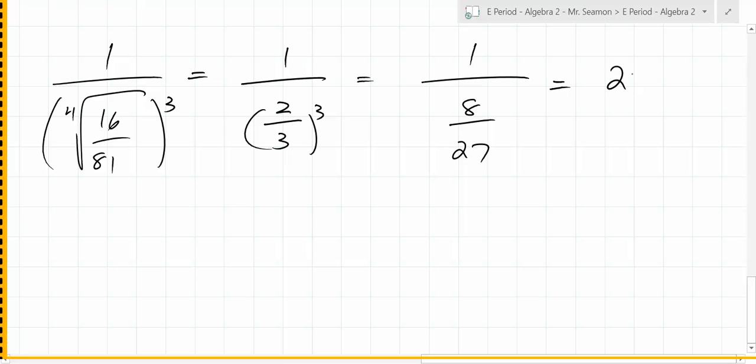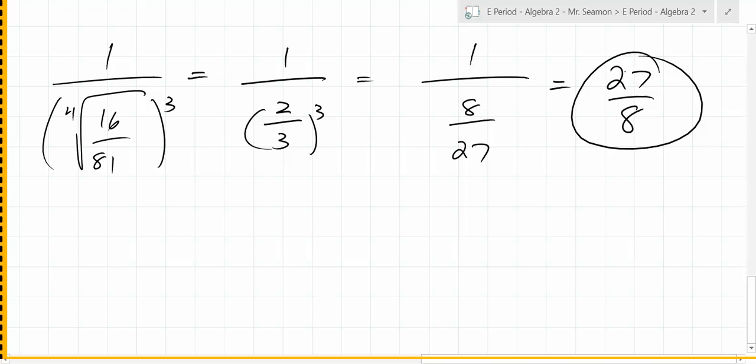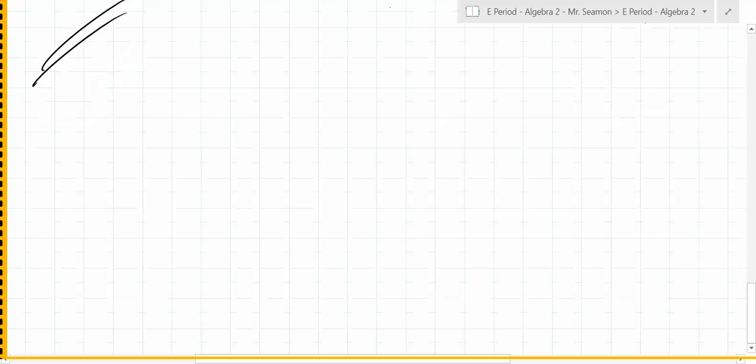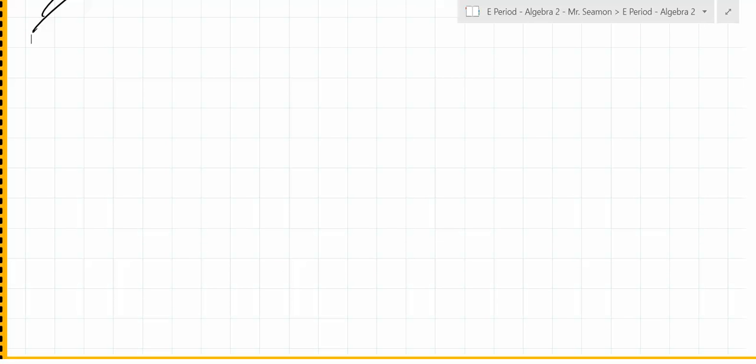So what is the final answer? No. 27 over 8. You flip it over because it's 1 divided by it. Next thing we need to talk about is when you have radicals that aren't quite set up the way you had before. So for example, let's say you had the square root of 72, and I asked you to simplify that. Is that going to simplify to an integer? What do you think?